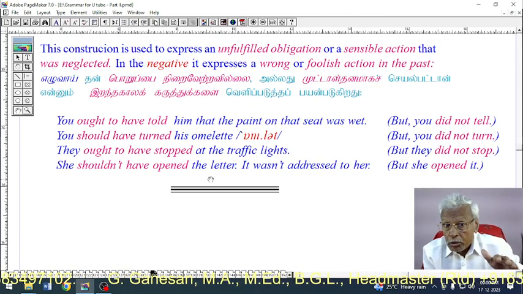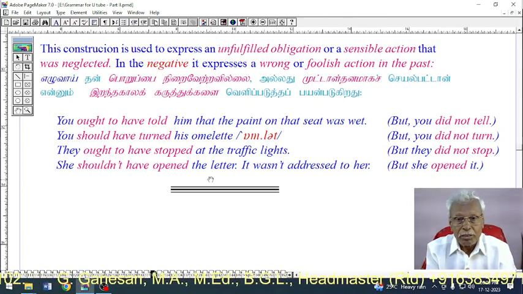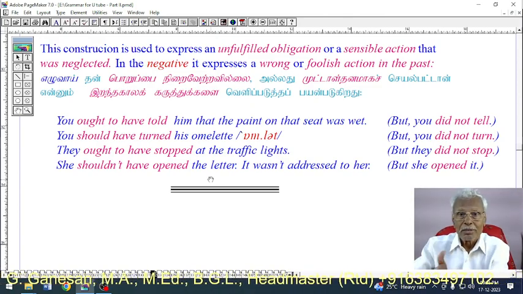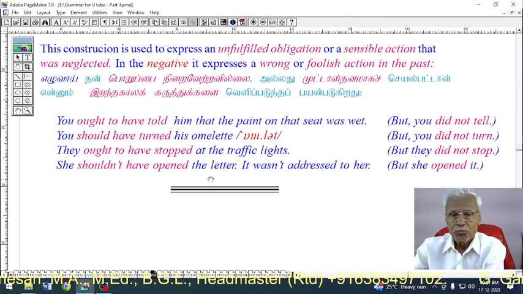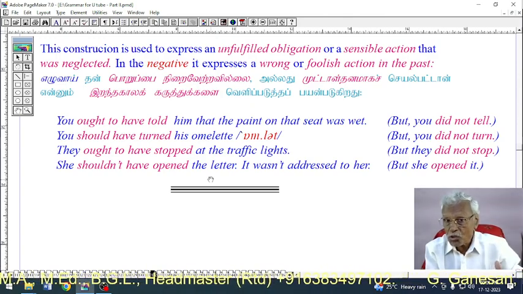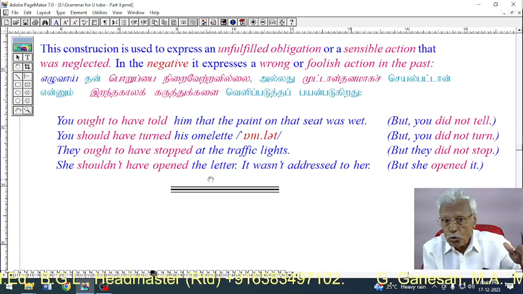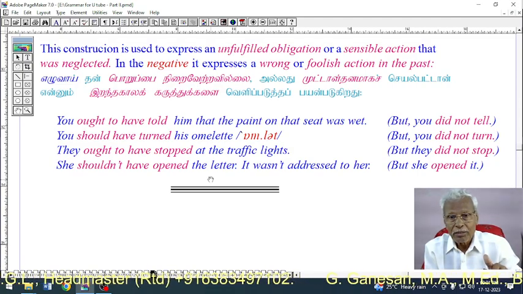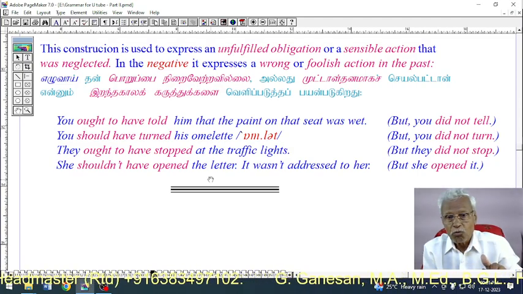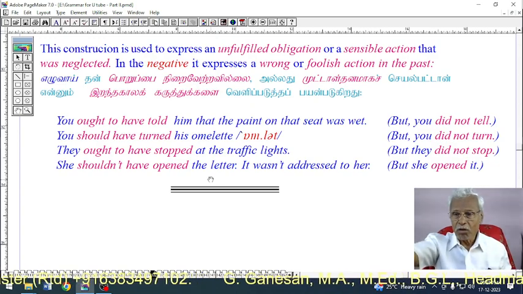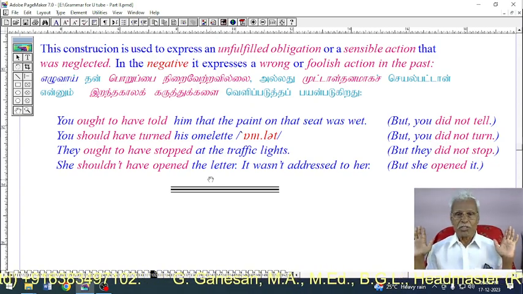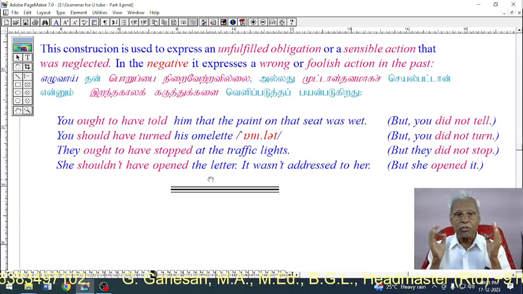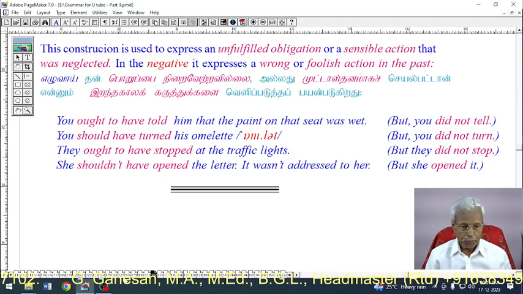And what should not have been done was done. What should have been done was not done; what should not have been done was done. That's all. It is very important.